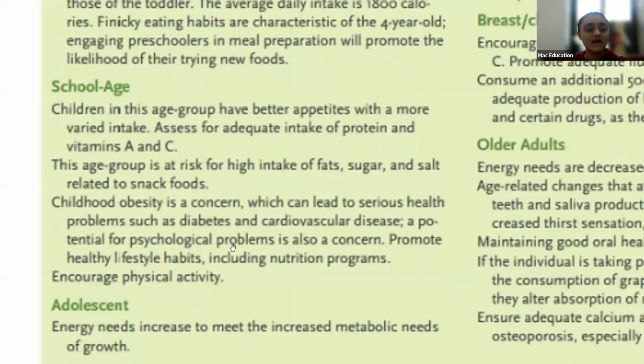Next is the school age child. Children in this age group have better appetites with a more varied intake. Assess for adequate intake of protein, vitamin A and vitamin C. Now the appetite of the school age child has become good. They can eat good food and their variety of intake has also increased. Earlier the child had finicky eating and did not eat everything. Now they will try everything and eat everything. Their variety has increased.